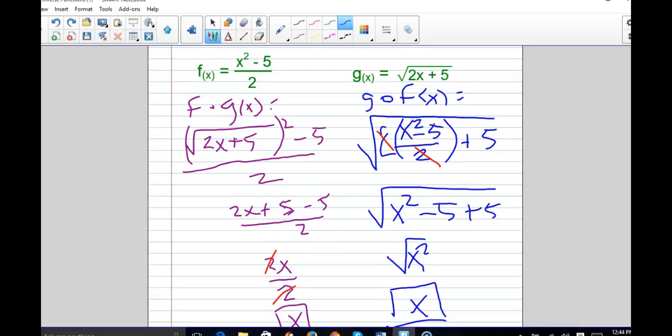In blue is g composed with f over here. So I take the square root of 2 times all of f. Plug in f in this parentheses. The division and multiplication by 2 cancel. I have x squared minus 5 plus 5. Negative 5 and plus 5 cancel, so it's the square root of x squared, which is x, and they're equal. So these two functions, g and f, are inverses.